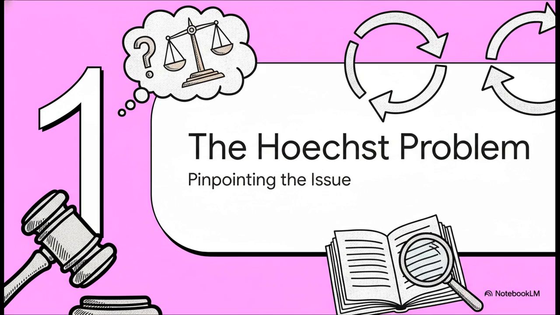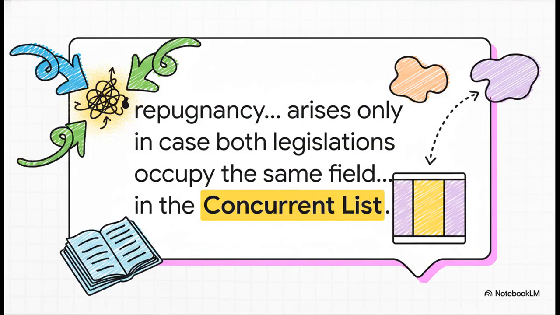Okay, let's get right to it. What was the specific problem in the Hoist interpretation that set off this whole firestorm? This right here, this quote from the Hoist judgment, is the heart of the entire controversy. The Supreme Court said that for a repugnancy, a direct conflict, to even be considered, both the union law and the state law had to be about a subject on the concurrent list. That one sentence effectively put a huge fence around Article 254, dramatically shrinking when a state law could even be challenged, and it's this very restriction that Professor Tripathi takes issue with.